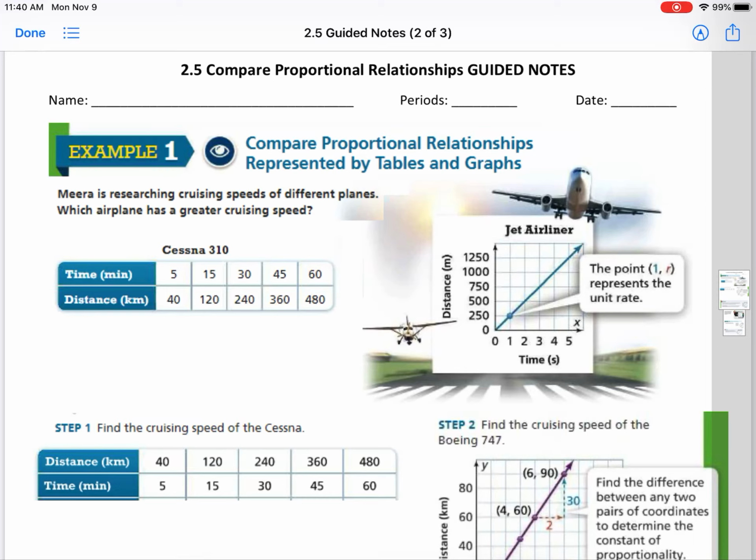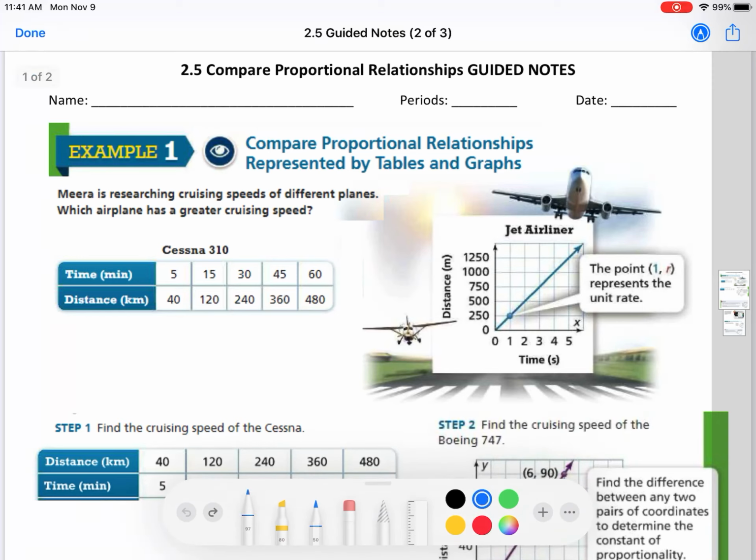All right, so let's look at example 1. The first one is we're going to be looking at tables and graphs. As you can see over to the left, we have a table about one airplane, and then we have a graph about a different airplane. It says, Mira is researching cruising speeds of different planes. Which airplane has a greater cruising speed? So we want to figure out which one is moving faster, pretty much. So a greater cruising speed.